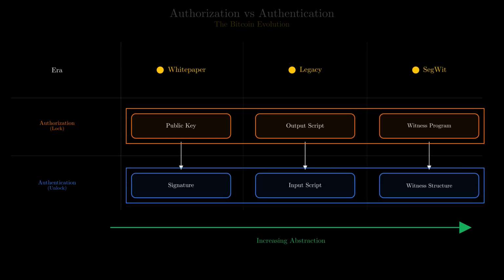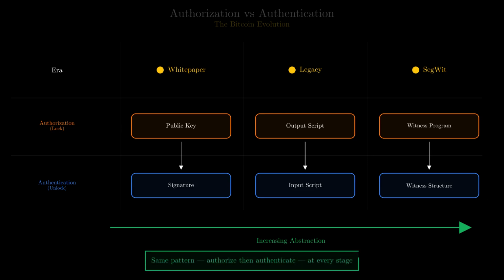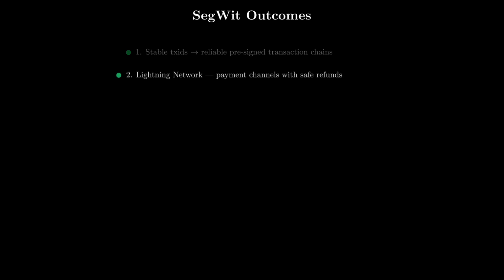Each stage preserves the authorization and authentication pairing while increasing flexibility. The output defines what's required. The input proves it's been satisfied. SegWit moved the proof out of the identity calculation. Same pattern, greater abstraction at every stage. With stable transaction IDs, Bitcoin gained the ability to build reliable chains of pre-signed transactions. First outcome: stable transaction IDs enable reliable pre-signed transaction chains.